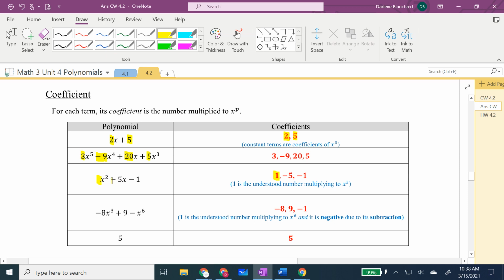And then again, -5, -1, these are the coefficients. Coefficients are -8, 9, and a -1. And then if you have the -5, it's a coefficient as well as being called the constant term.